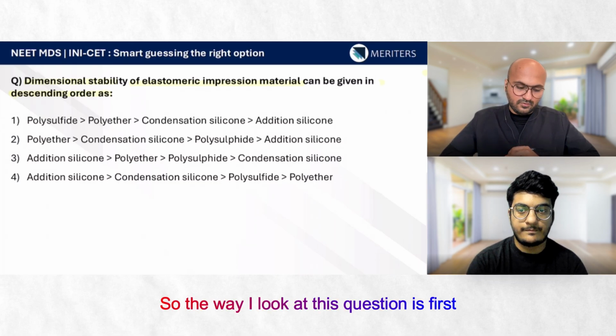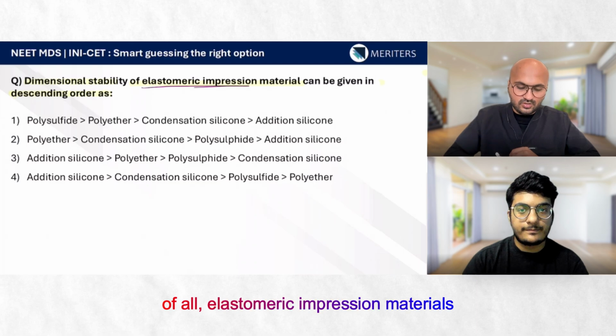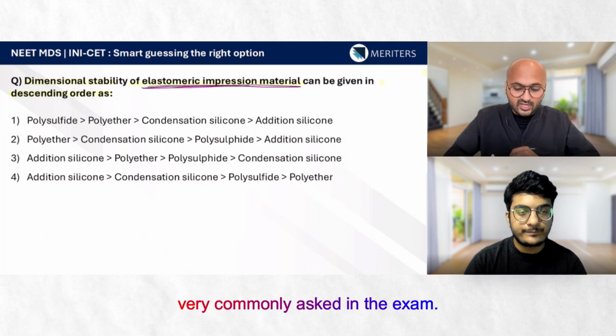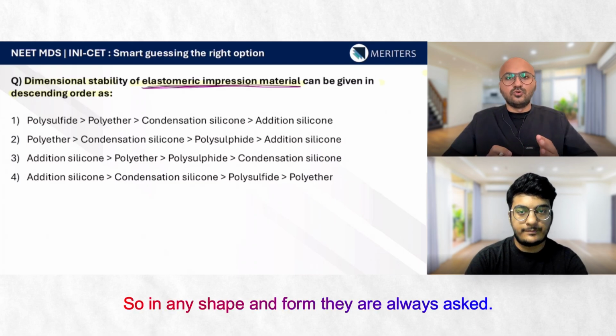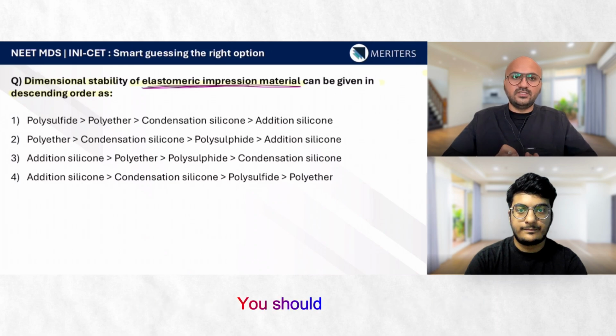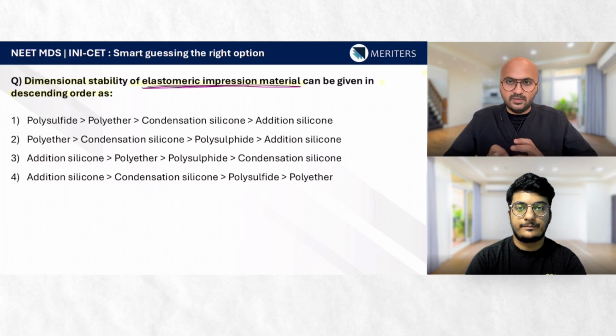Right. So the way I look at this question is, first of all, elastomeric impression materials are very commonly asked in the exam. In any shape and form, they are always asked. You should always read high yield topics. This is something that is very basic and is expected that you would know.